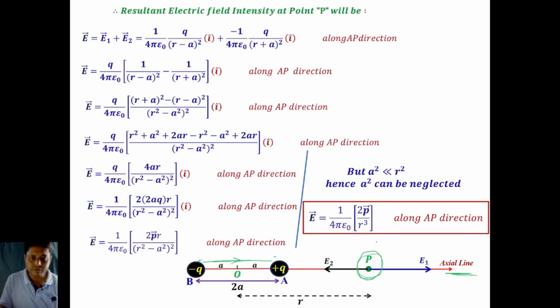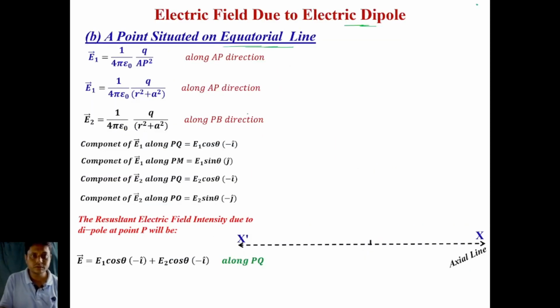Along this line, at any arbitrary point P, what will the electric field intensity be? We discussed that and found the result, in detail, in our last class. In today's class, we are going to discuss the electric field intensity value and also direction if the point is on the equatorial line. For that, we considered an electric dipole.